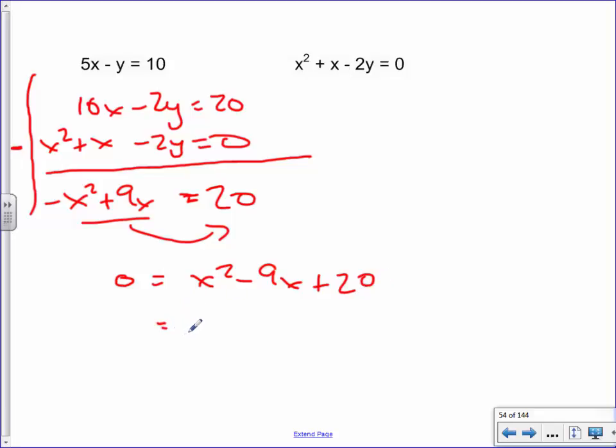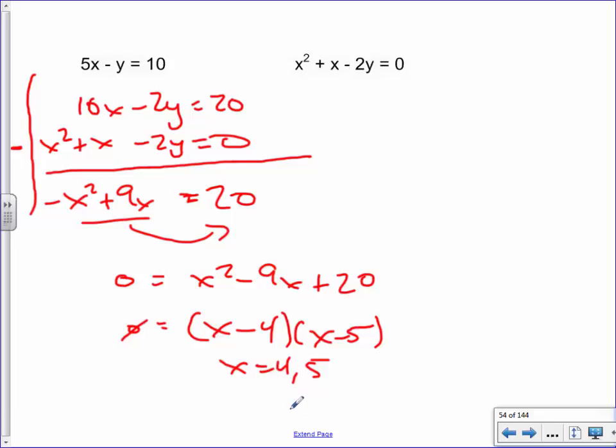Add to 9, times to 20. 4 and 5, yeah, some combination of 4 and 5. So x minus 4 will do it, and x minus 5. So what does x equal? Positive 4 and positive 5, I guess you just said that. I'm halfway done. What else do I have to do then?